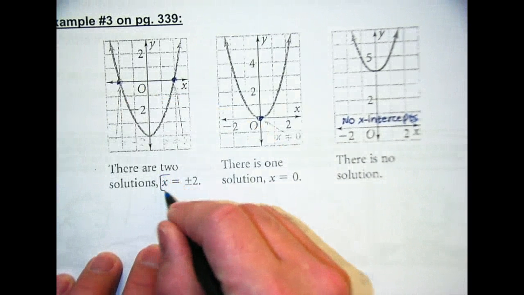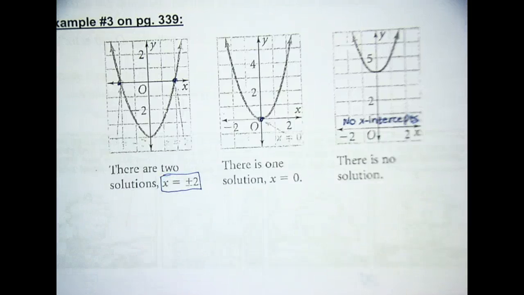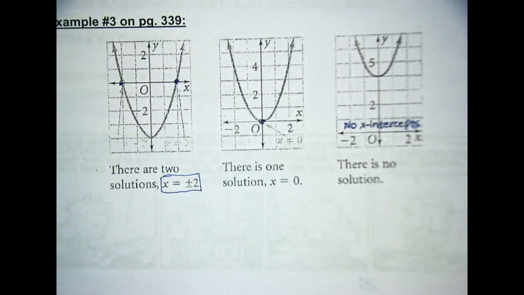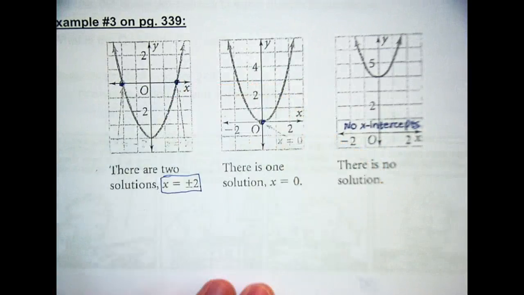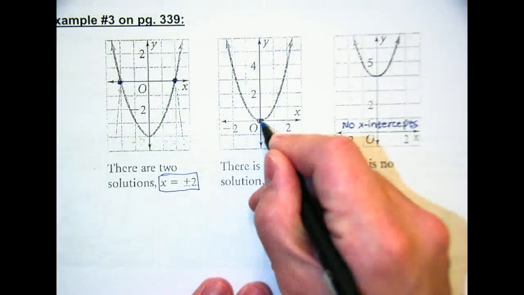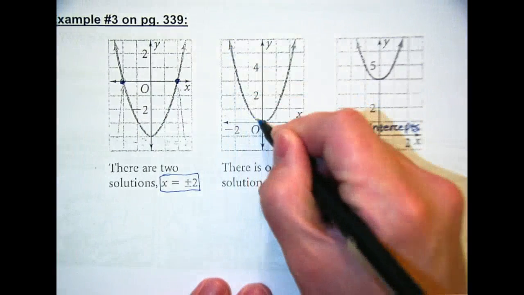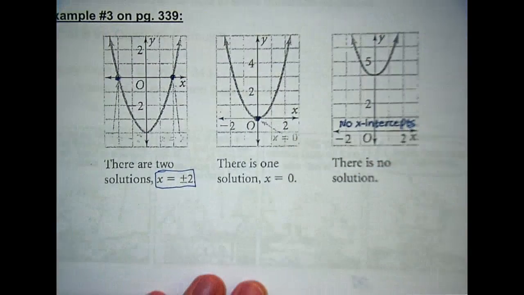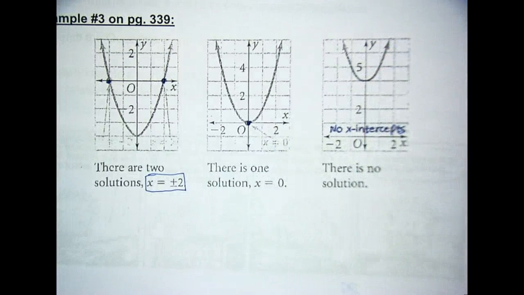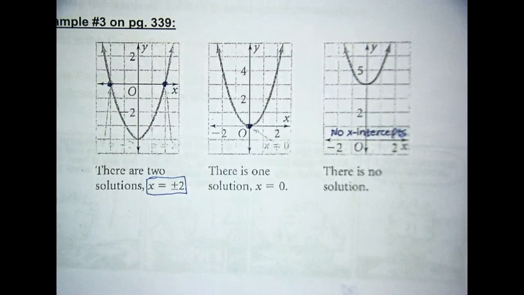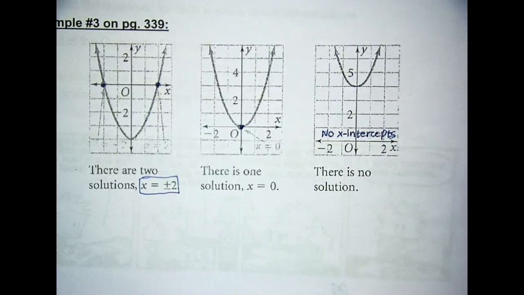Kind of like yesterday when we had all those plus minuses. We had plus minus 2 or plus minus 7 or whatever. That means it crosses at, in this case, positive and negative 2. Here, this one crosses at 0. It comes down, it hits the x-axis, and jumps back up. Versus here, you have no x-intercepts. It never crosses.